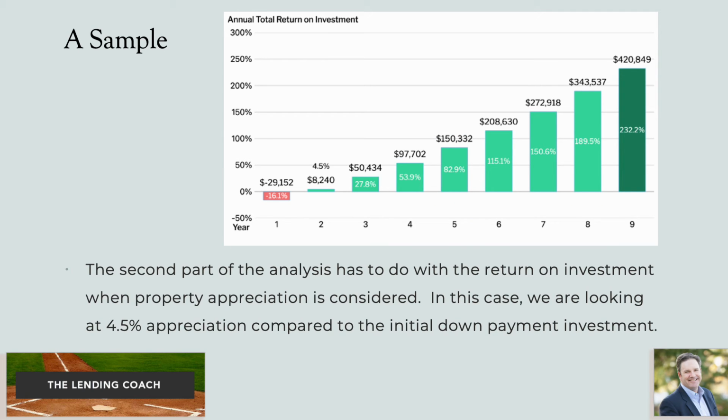The third part of the report shows the annual total return on investment, and as you can see, it's very high. We're now starting to utilize appreciation in the calculation. And at a 4.5% appreciation rate in this particular case, it shows an amazing return on the down payment investment. Now, that doesn't tell the whole story because you have to factor in your expenses too, and that's where we get to in the next part.